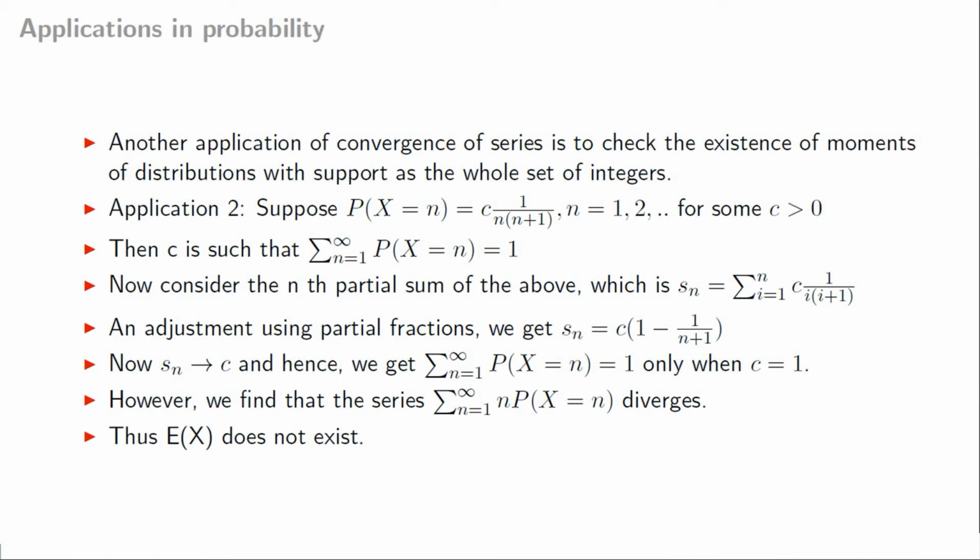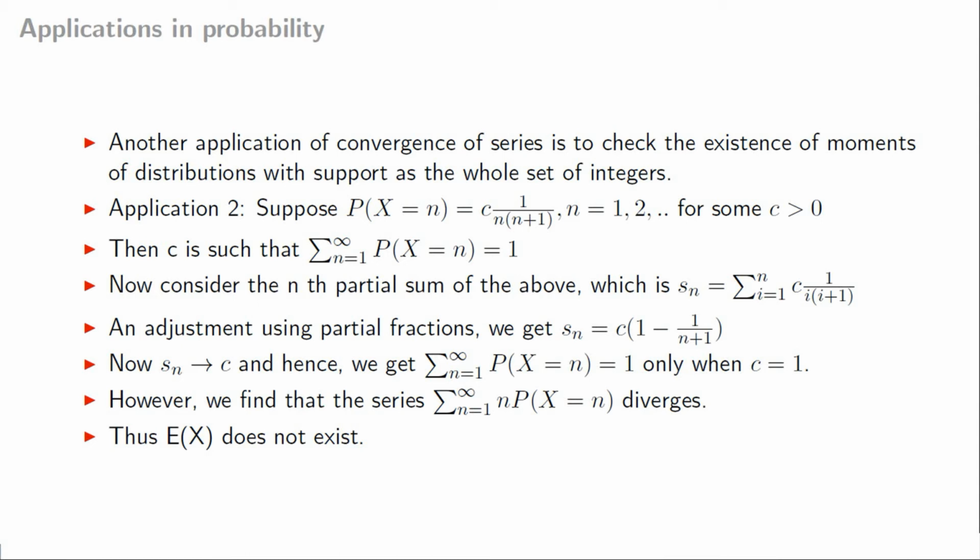Now consider the nth partial sum of the above, which is Sn, defined as summation i from 1 to n of c times 1 by i into i plus 1. Now just adjusting 1 by i into i plus 1 in partial fractions, we get that Sn equals c multiplied by 1 minus 1 by n plus 1. Thus as n tends to infinity, 1 by n plus 1 tends to 0, and hence Sn tends to c. Thus we get summation n from 1 to infinity probability x equal to n equal to 1 only when c equals 1.